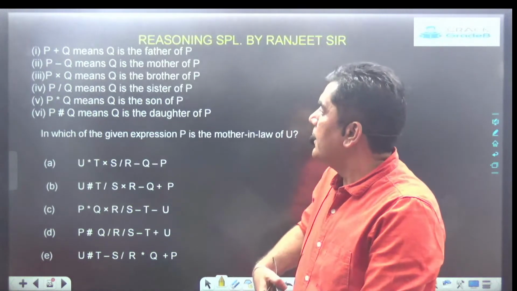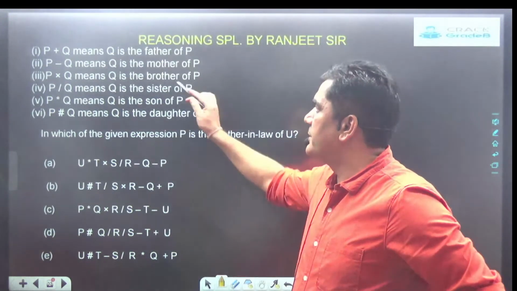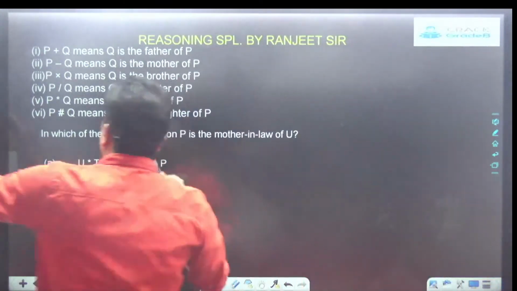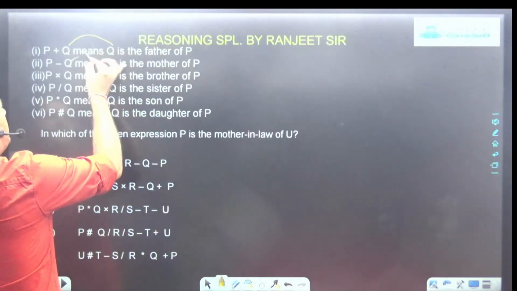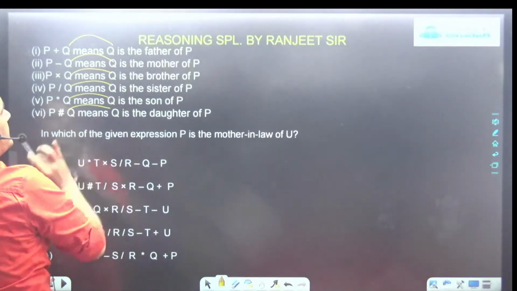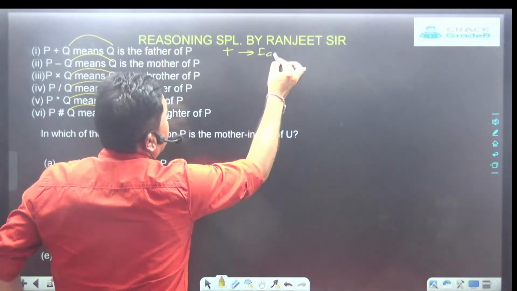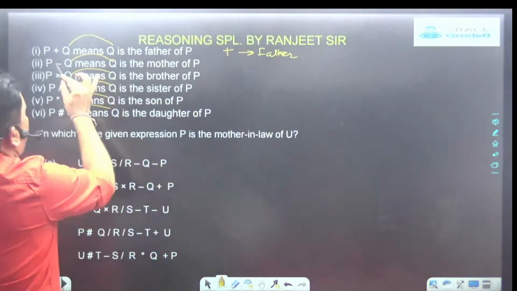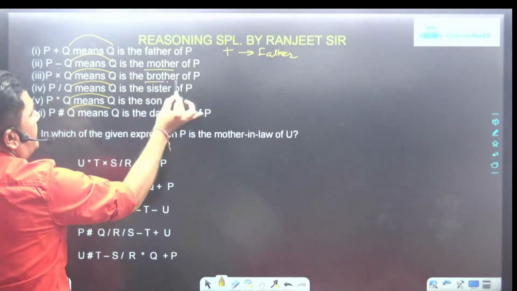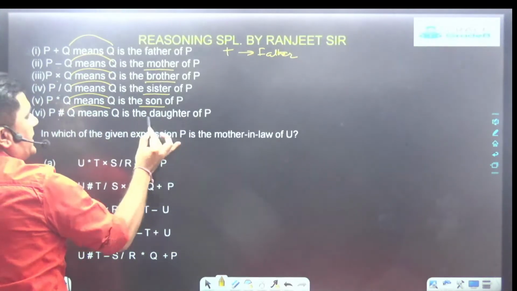Here they are saying P plus Q means Q is the father of P. P minus Q means Q is the mother of P. So here the last person comes at the first place. Next one, plus stands for father. Minus stands for mother, cross stands for brother, this stands for sister, star stands for son, and hash stands for daughter.